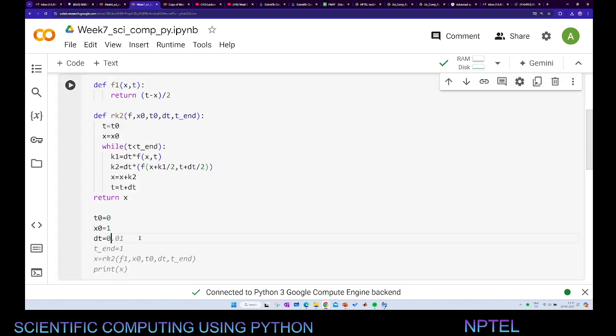So dt is 0.01, t end is 1, and then we run RK2, and we call this x final. Then we have to print x final, but we have to round it to 2 decimal points. X final, comma 2. Okay, let's run this.